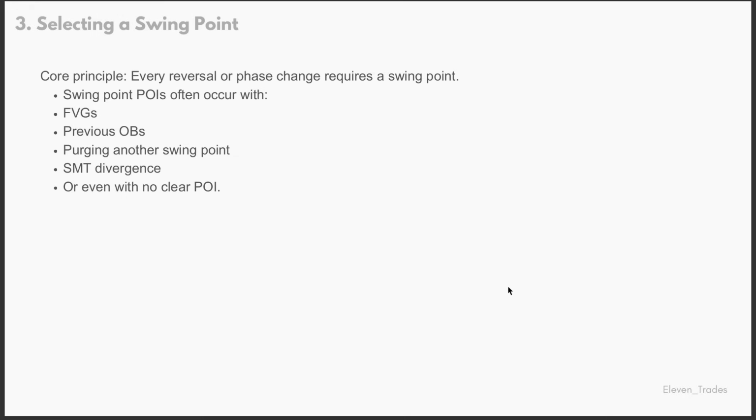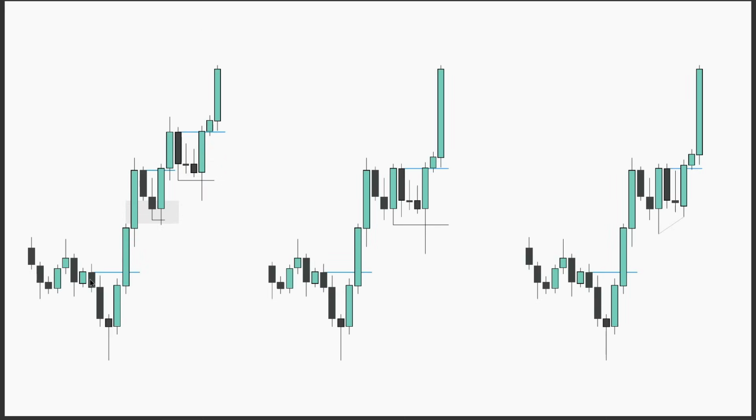Now selecting a swing point, this is the most asked question. Every reversal or price delivery requires a swing point. The market cannot operate or change price delivery without a swing point. Now here we have an established low of the day.